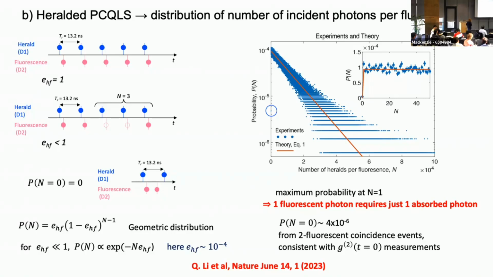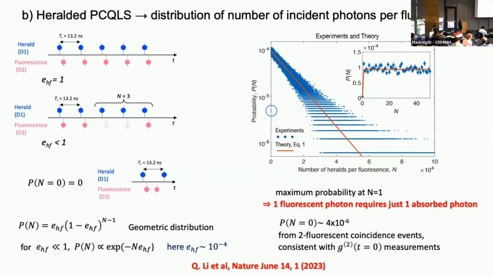And if this efficiency is very, very small, then this becomes an exponential. So what we find is over here, we find that indeed the maximum probability is n is 1. So the conclusion is that 1 fluorescent photon requires just 1 absorbed photon. So this is the microscopic demonstration of the quantum efficiency at the single photon level.